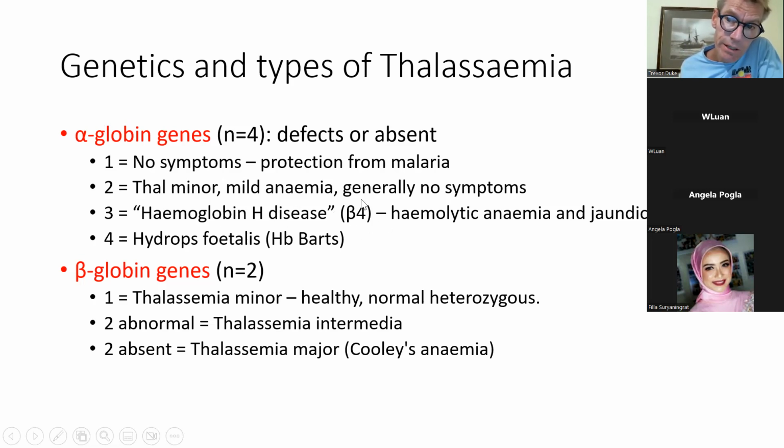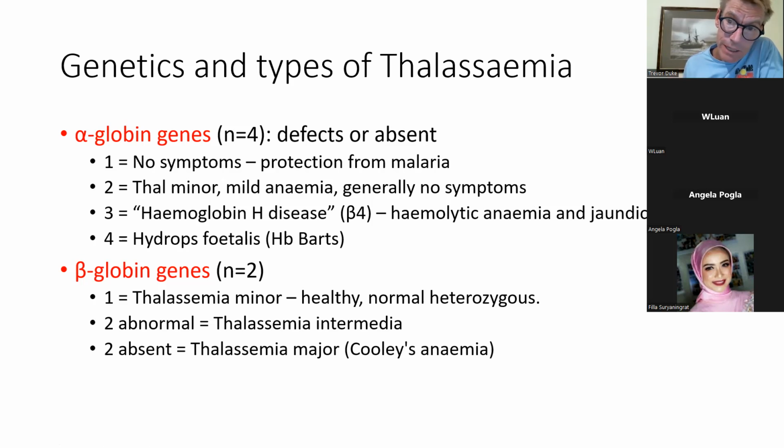And instead of having 2 alpha and 2 beta, what you end up with is just 4 beta chains in most of your hemoglobin. And those children will have hemolytic anemia and jaundice from the time of birth. And then the worst form, or the most extreme form, is when there's 4 gene defects, or all 4 alpha globin genes have a defect, and then you'll have hydrops.